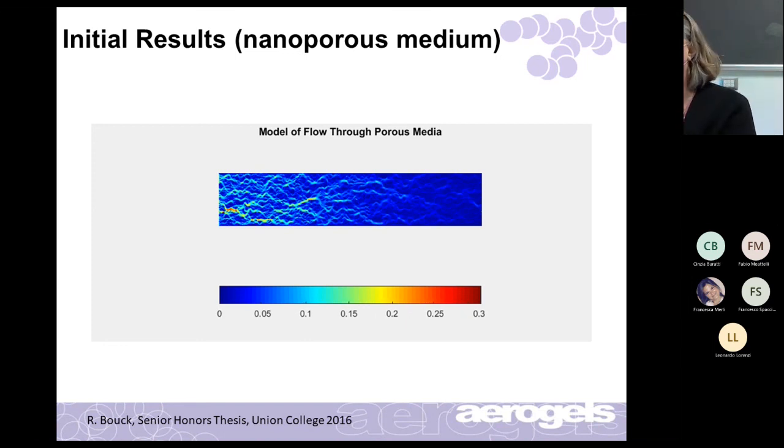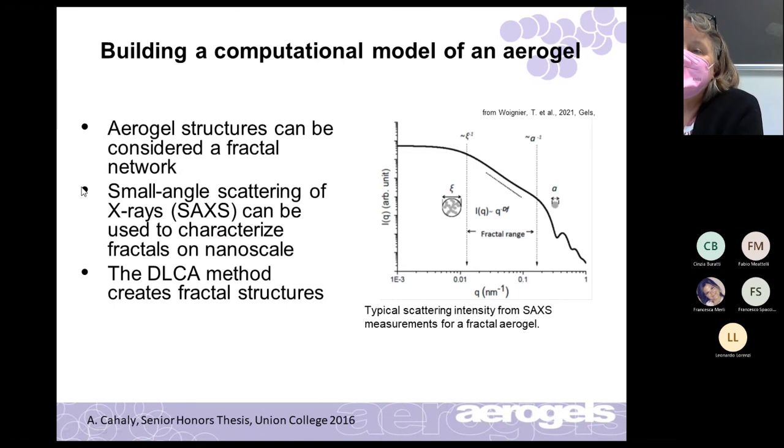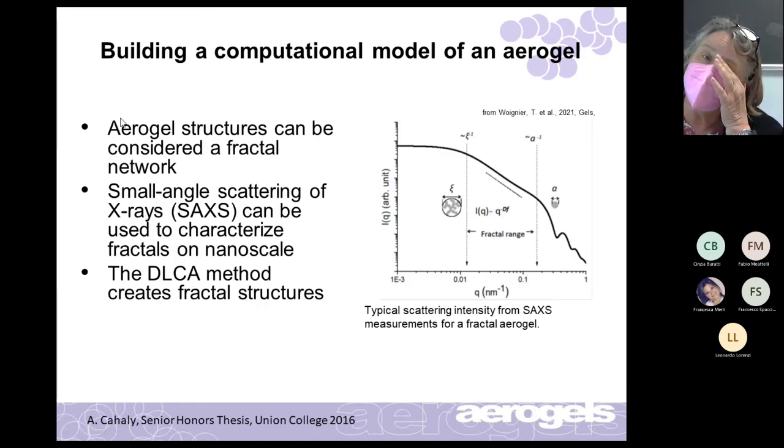Again, this is just a porous media. All we did is assign a certain porosity to it. So with the aerogel structure, a lot of people have done work to show that you get a sort of fractal structure in an aerogel if you do small angle scattering of X-rays. So it can be considered a fractal network.